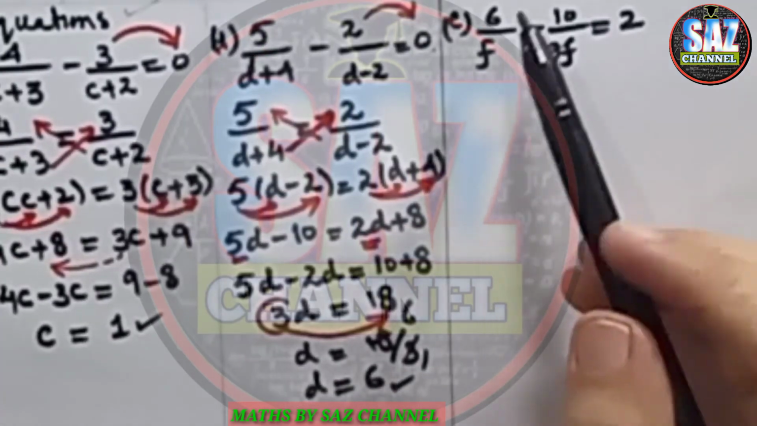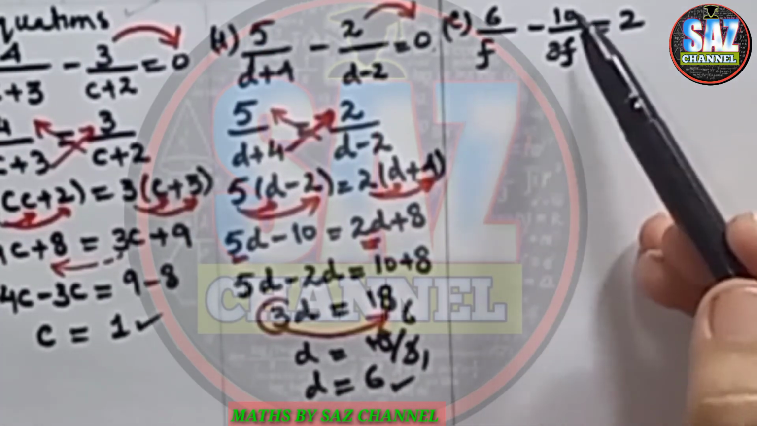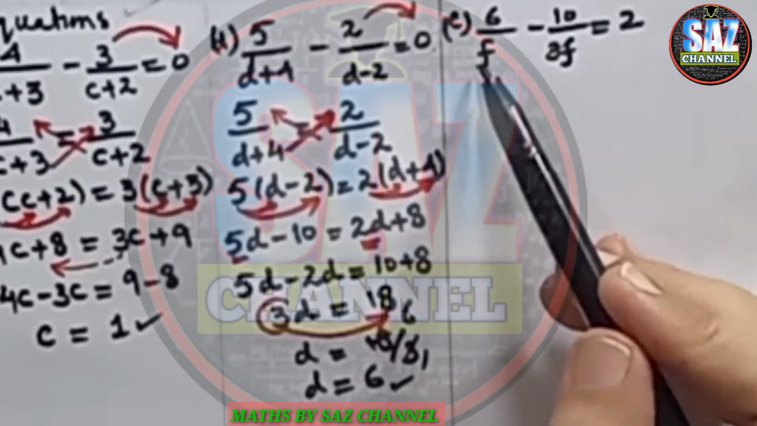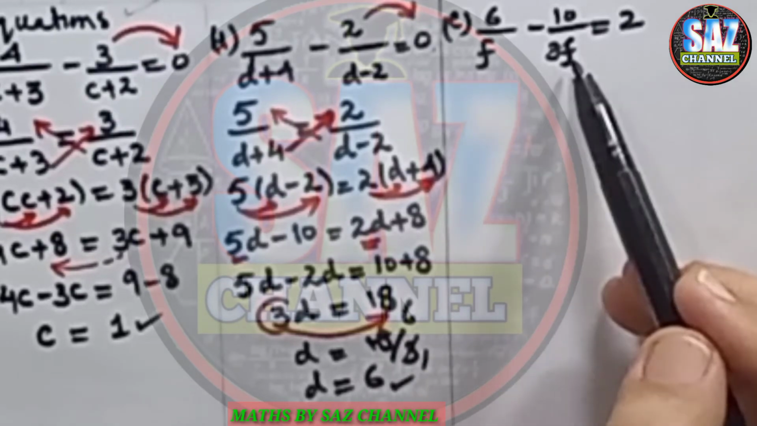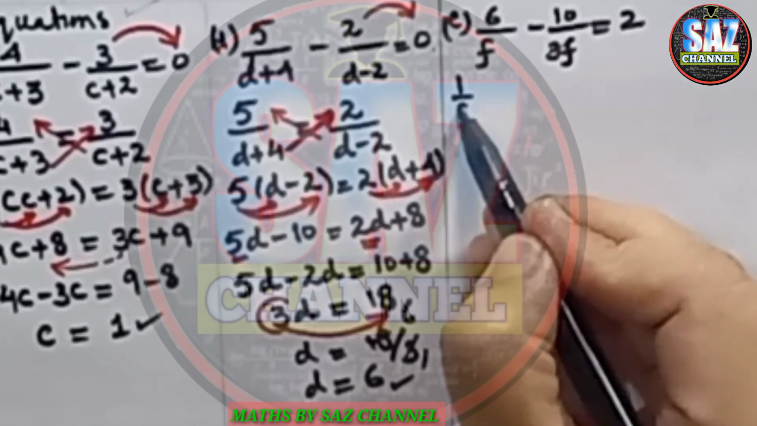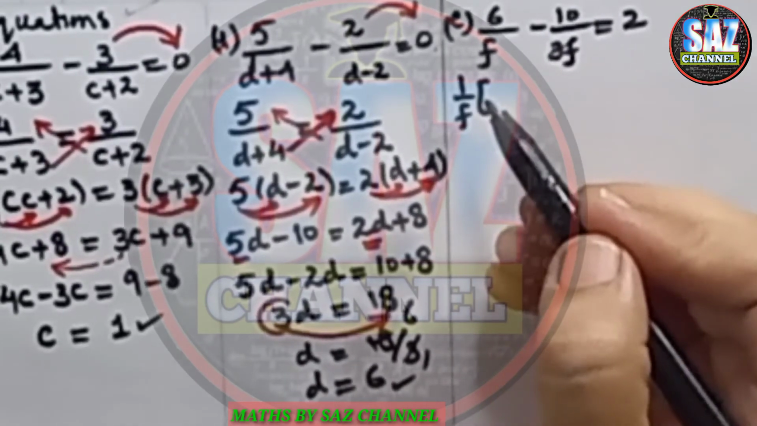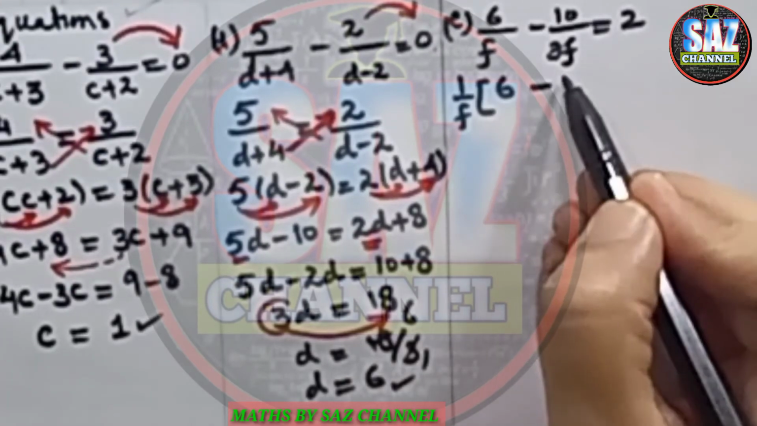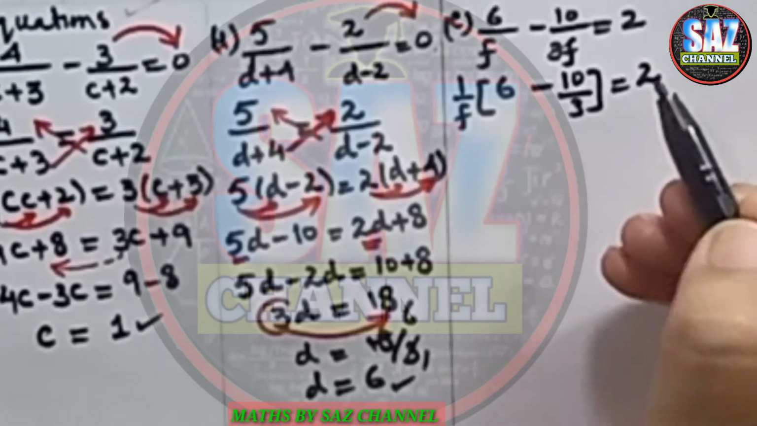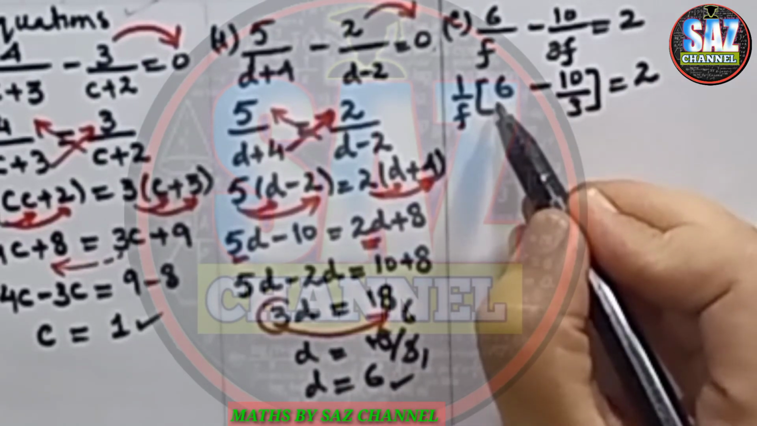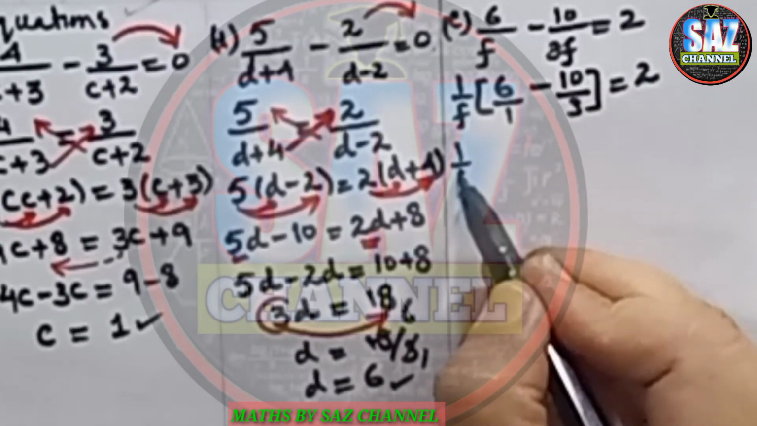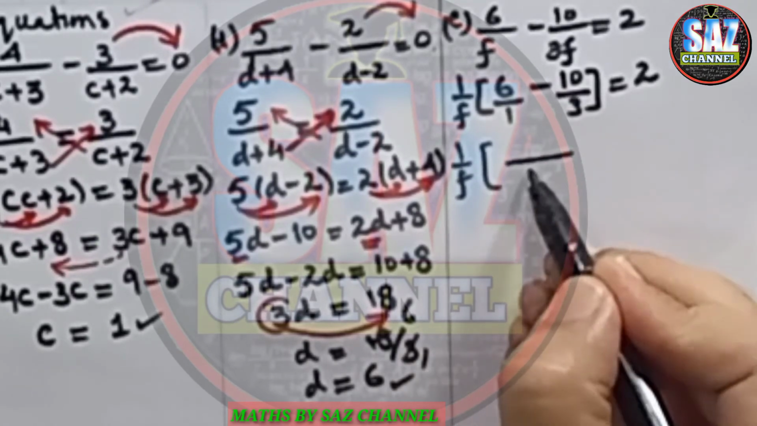Let's move to part E of the question, that is 6 over f minus 10 over 3f equals to 2. If we look at the denominator of both the fractions, we can see f is the common factor. So extract it out, pull it out. It will become 1 over f into 6 minus 10 over 3 equal to 2. Now, if we look at the denominator of 6, it's 1. Now take the LCM. The equation will take the form 1 over f. 3 will be the LCM.